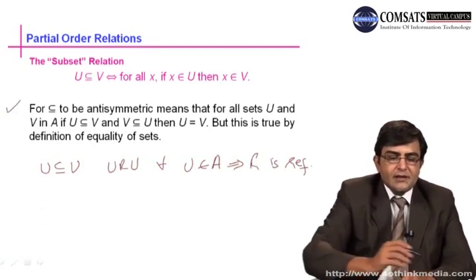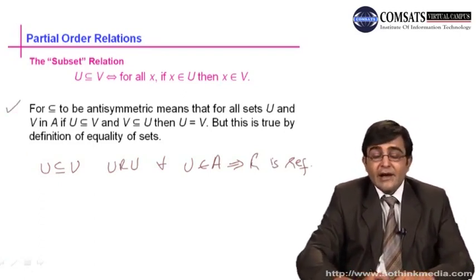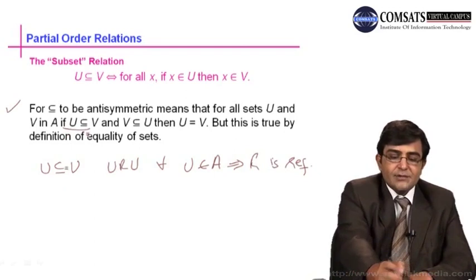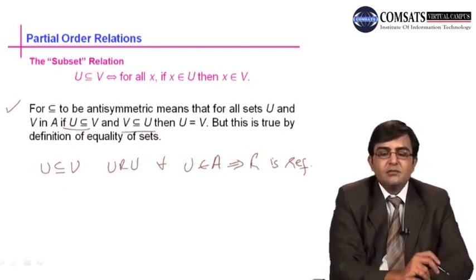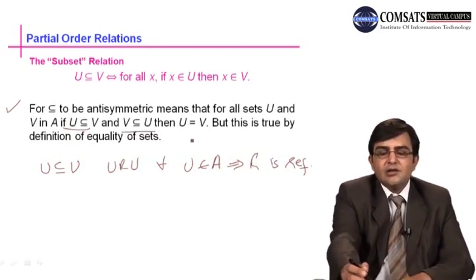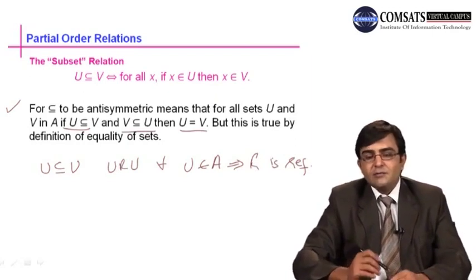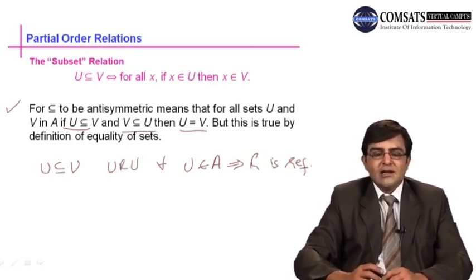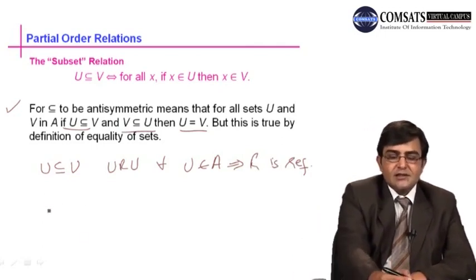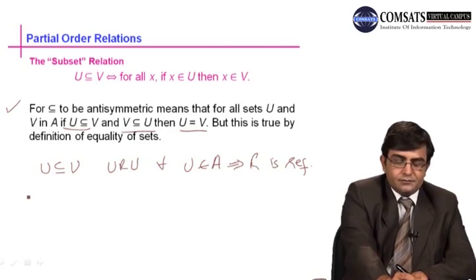Now for the antisymmetric property: if U is a subset of V and V is a subset of U, then by the properties of sets, U must be equal to V. This is the property of antisymmetry. So this subset relation is antisymmetric. We can also prove that this relation is transitive.